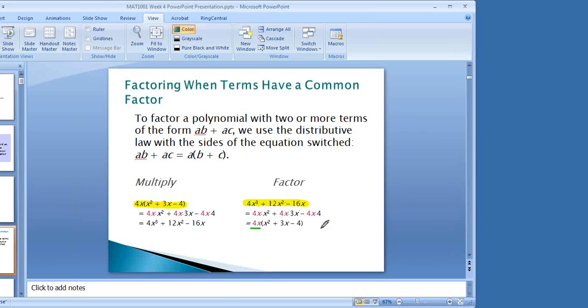And here's what I do. When I determine my greatest common factor, I divide each term by that greatest common factor. So 4x to the third over 4x is x to the second. 12x squared over 4x is 3x, and negative 16x divided by 4x is negative 4. And what I'm circling here, that is our final answer. Don't forget the greatest common factor that you pulled out. That's always got to be included.